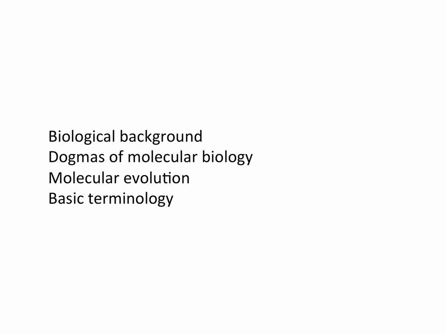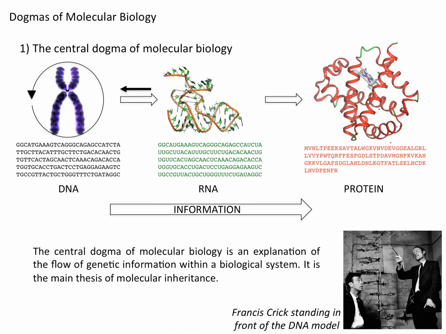First, we are going to discuss the biological background that constitutes the base of all the mathematical models that we are going to use during these talks. The first is the central dogma of molecular biology. It was first stated by Francis Crick in the 50s. The central dogma is an explanation of the flow of genetic information within a biological system. It deals with the detailed residue-by-residue transfer of sequential information from DNA to RNA to protein.